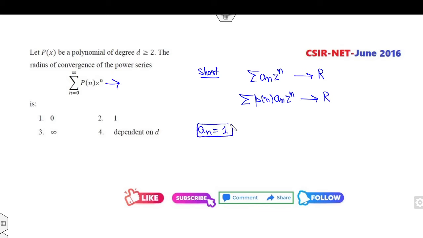a_n is 1. So can you find the radius of convergence for this series? Limit of a_n, because the power series has the power n. So what is the answer of this? 1 over 1. So this series has a radius of convergence 1, and this series also has the radius of convergence 1. This is the first method.